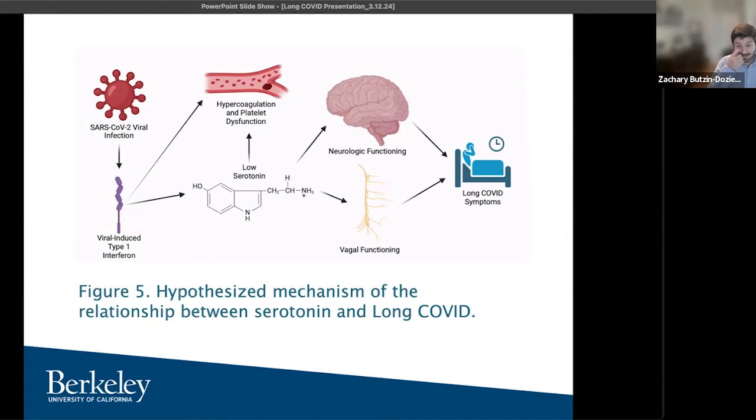And this interferon leads to hypercoagulation and platelet dysfunction, which already kind of explains one of the long COVID domains of symptoms. But it also leads to low serotonin. So this interferon prevents the uptake of tryptophan, which is a precursor to serotonin. So it, in essence, prevents the production of serotonin. And then low serotonin impairs neurologic and vagal functioning, which leads to sensory issues in terms of smell, taste, issues with sleeping, anxiety, and depression. So really, in one fell swoop, we've explained a lot of these long COVID symptoms with one biomarker.